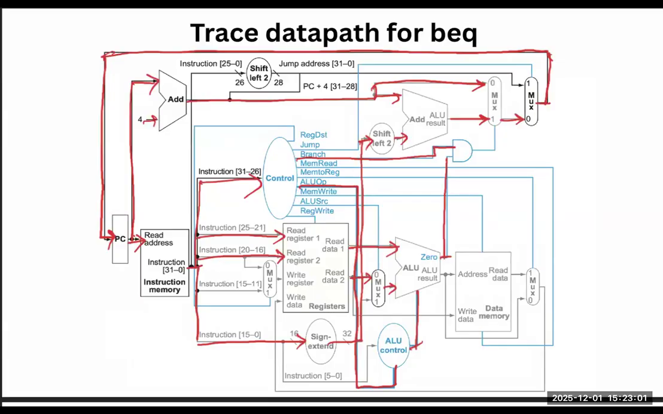Solution. For the BQ instruction, the data path shows everything in red, the active path. Starting from the PC, we fetch the instruction, read both source registers, RS and RT. The ALU subtracts them to check equality. The zero signal goes to the branch AND gate. If they're equal, we take the branch using the calculated target address. Otherwise, we use PC plus 4.